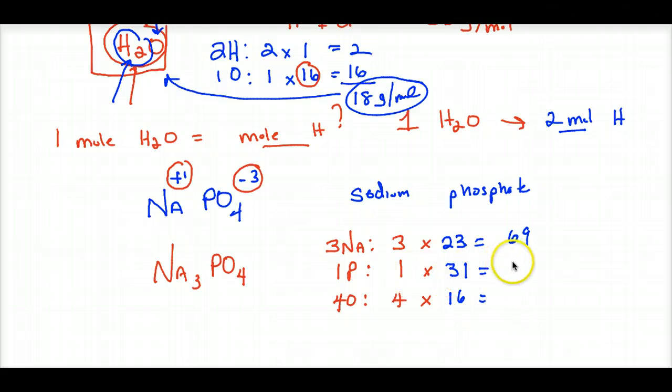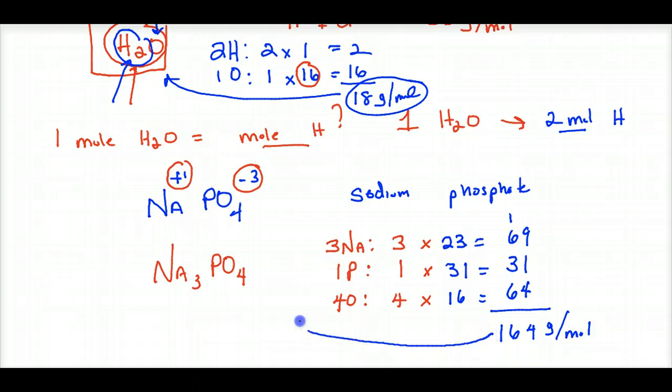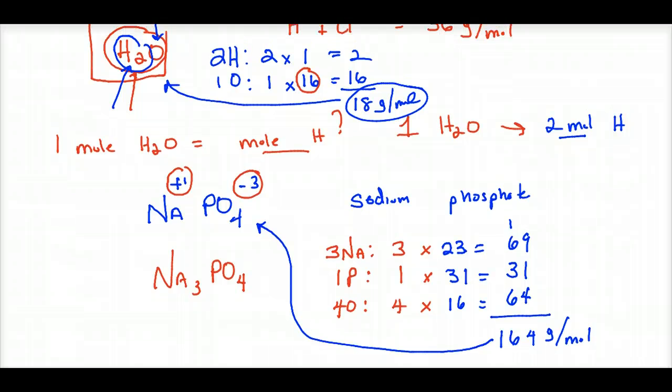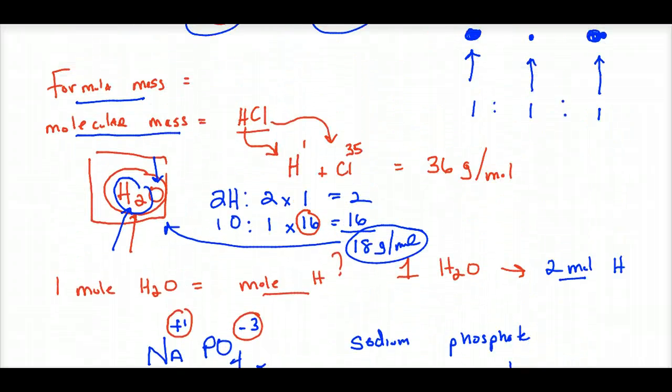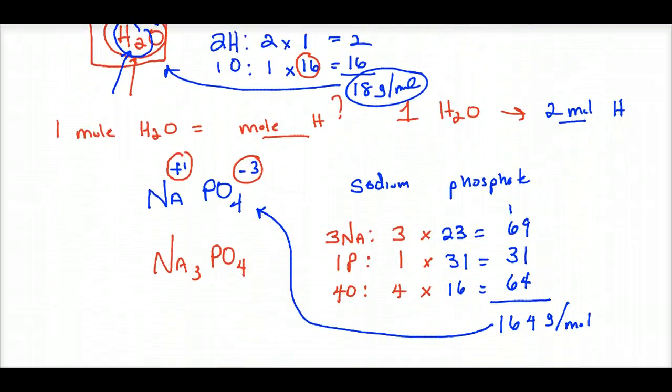31 times 1 is 31, last time I checked. And then 16 times 4 is 64. Okay, and you add these together, and I get 164 grams per mole. And that is the formula mass, which is the same thing as the molecular mass. Note it's per mole. Okay, they use the word formula for ionic compounds and molecular for that, and that's a skill you have to have.